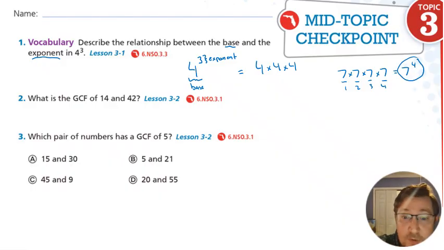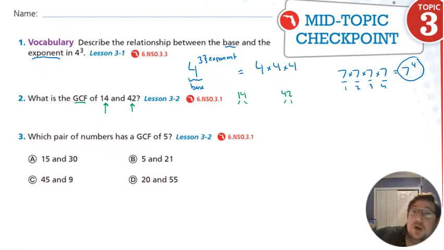All right, question 2. What is the GCF of 14 and 42? So GCF is the greatest common factor. So it's the biggest number that I can multiply and get 14, and I can also multiply that same number and get 42. Now the way we do this is we get the prime factorization of both numbers separately.